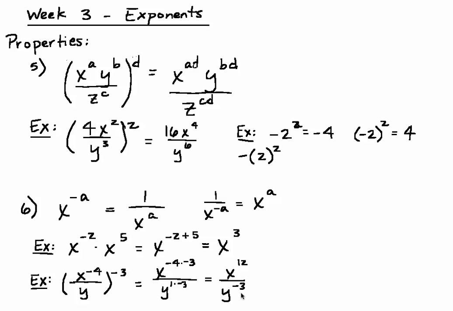Now you need to write your final answer always using positive exponents. X to the 12th has a positive exponent, but y to the negative 3 is a negative exponent. To make it positive, it's in the denominator. So to make it positive, we are going to put it in the numerator and write our final answer as x to the 12th times y to the 3rd. And that's our final answer because we have nothing left in the denominator.